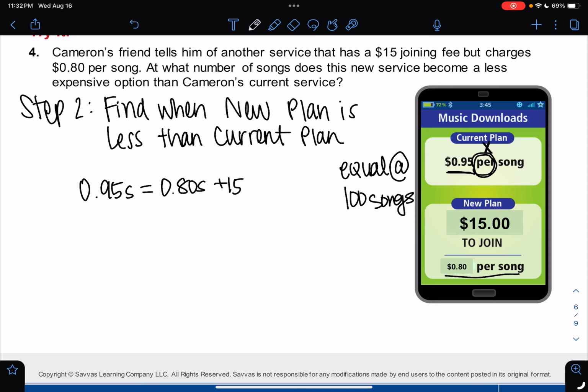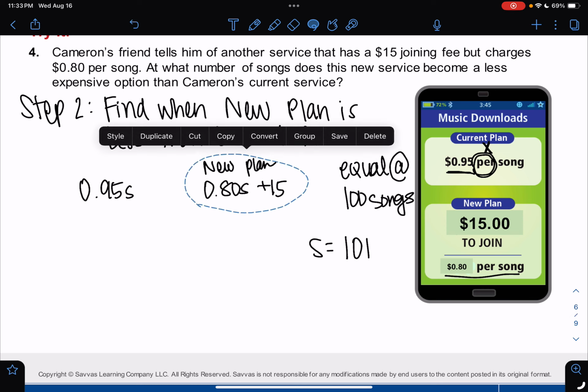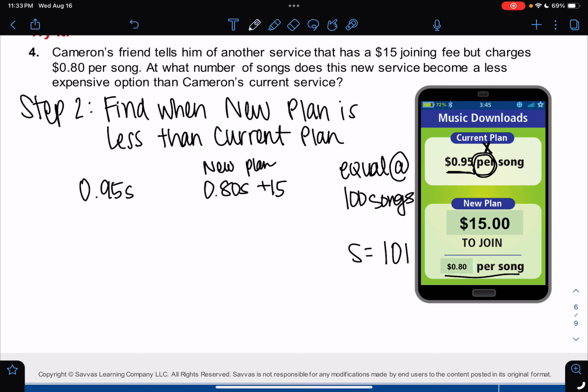So we've got the new plan and the old plan, right? Let's break them up and let's figure out what it's going to be. And let's just choose it when S is 101 songs, right? So this is when we got more than the equal amount. Yes? Okay. So I'm going to kind of break these up to make it easier on myself and on you as well. Okay, good. All right, and we've got our current plan here.